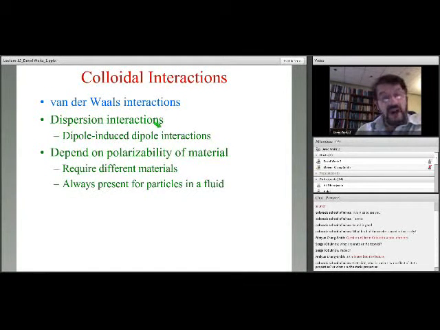This depends on the polarizability of the material, and you absolutely need to have different indices of refraction or dielectric constants than the surrounding fluid. In fact, one way to eliminate the effects of the van der Waals interactions, not completely, but to minimize them, is to make the dielectric constants of the solvent and the fluid the same. You can't completely eliminate that because you can make them the same over some range, like for example over the optical range, but that's not to say that they're the same over all frequencies. They can be the same over some frequency range, but not all.